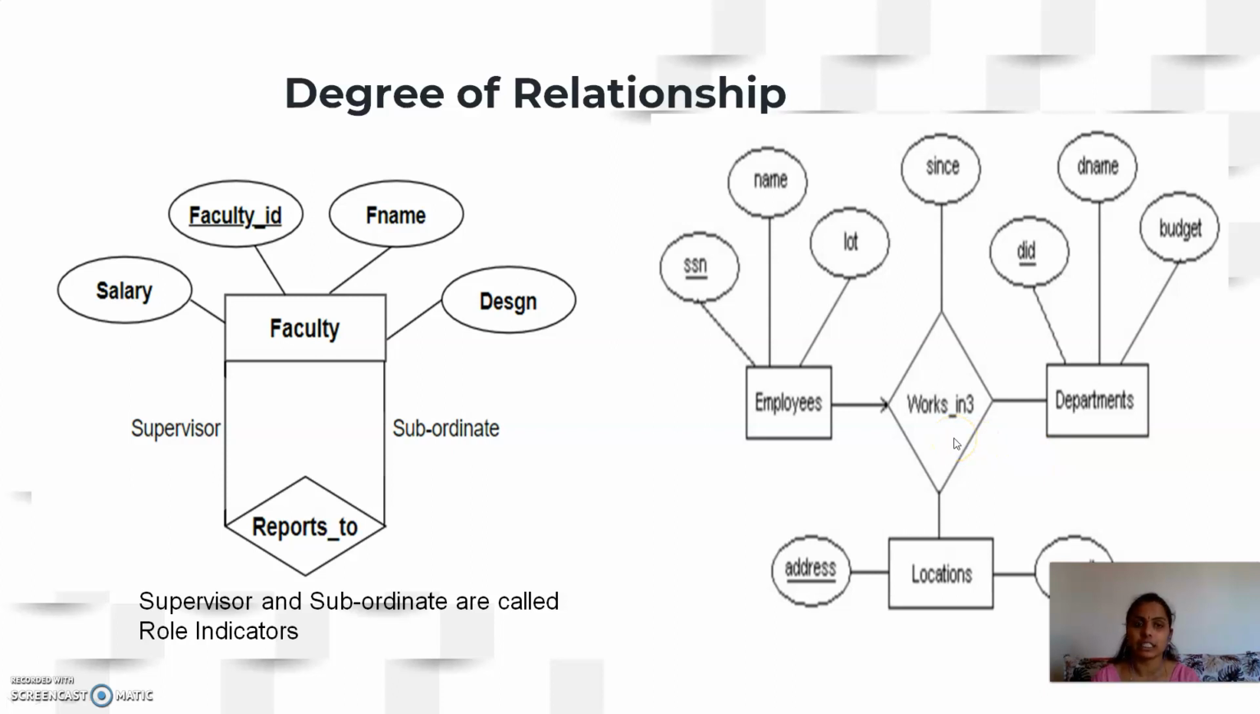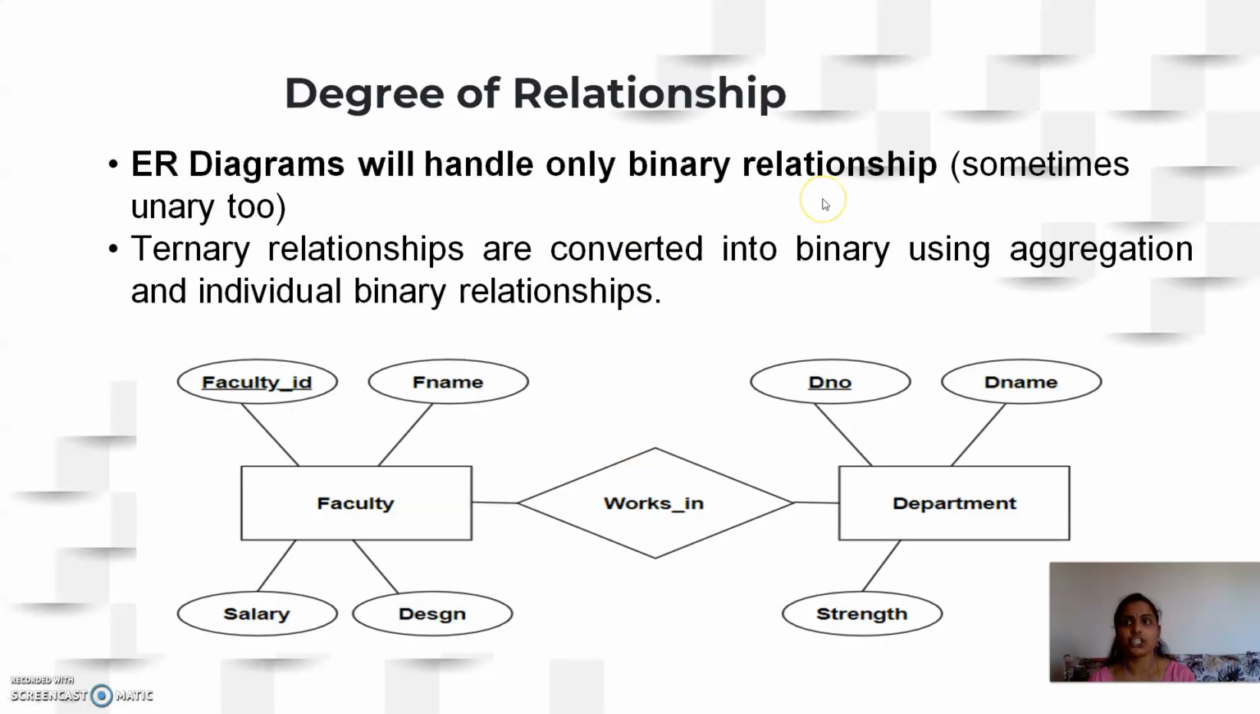The second one here we are representing is a ternary relationship where employees are working in the departments at certain locations. So if we consider an employee, he is working in the HR department located at Bangalore. There could be some employees working in the development department. They may be located at Chennai. So here, in order to include the locations where the employees are working, we are considering this ternary relationship. But please keep in mind, ER diagrams support only binary relationships, and sometimes unary relationships too.